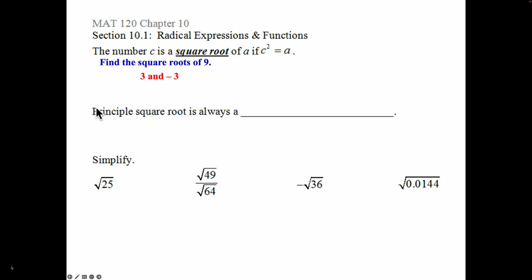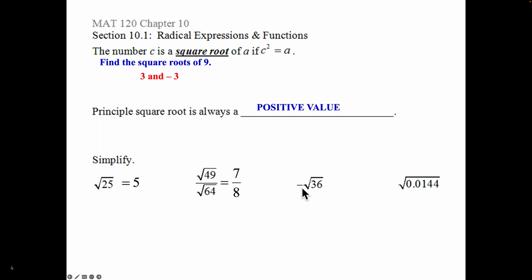We will also talk about a principal square root. Notice that this is singular. That means we're always going to look at the positive value for the principal square root. Now, the principal square root associates with the square root symbol. So once you see the square root symbol, they want only positive answers coming from that symbol. So the square root of 25 is 5. Square root of 49, 7 on the top. Square root of 64, 8 on the bottom.